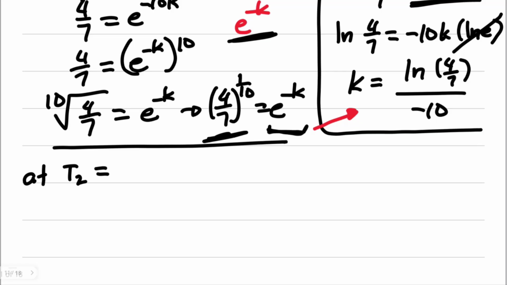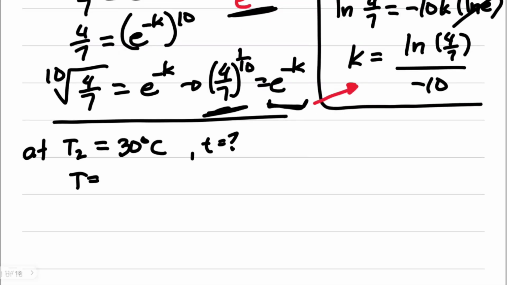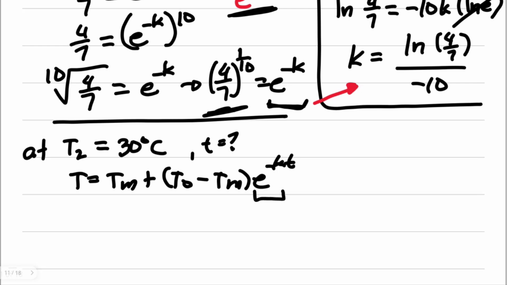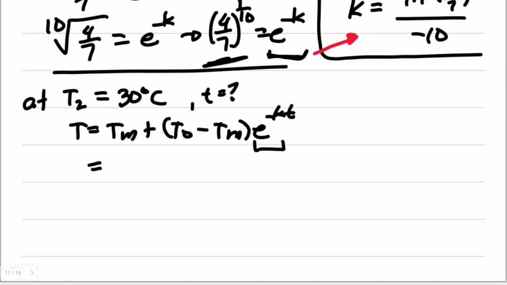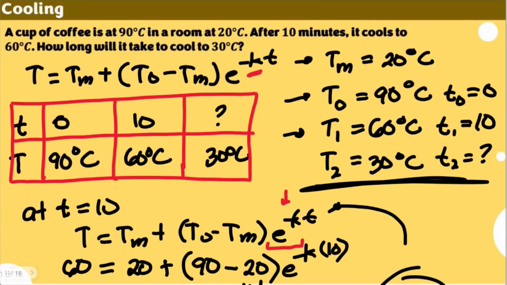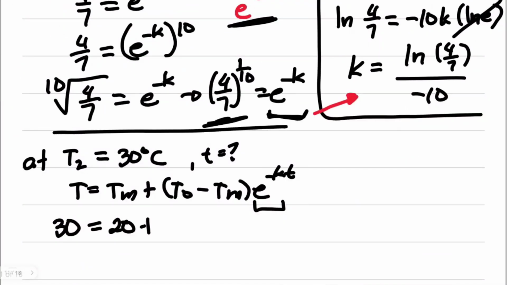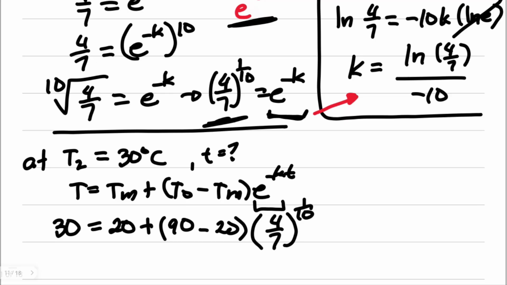T sub 2 is actually 30 degrees Celsius, so we're going to solve for time. So you'll have T is equal to T sub m plus T sub 0 minus T sub m times e to the power of negative kt. And this time, I'll be using negative kt as a whole. So the temperature at whatever that time is, is 30 degrees. The ambient temperature is 20, if I'm correct, right? Okay, 20. The initial is 90 minus 20. And then e to the power of negative k is just equal to 4/7 to the 1/10. And then you will have here the t, the item we are going to solve.